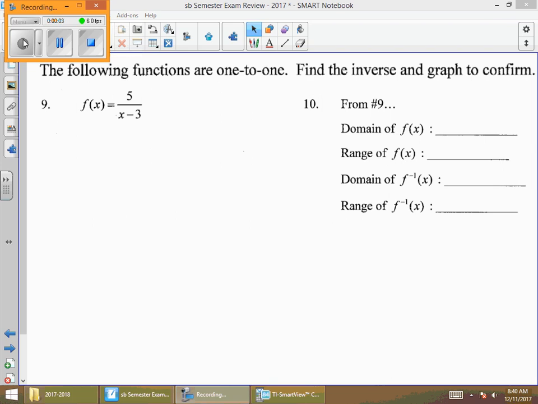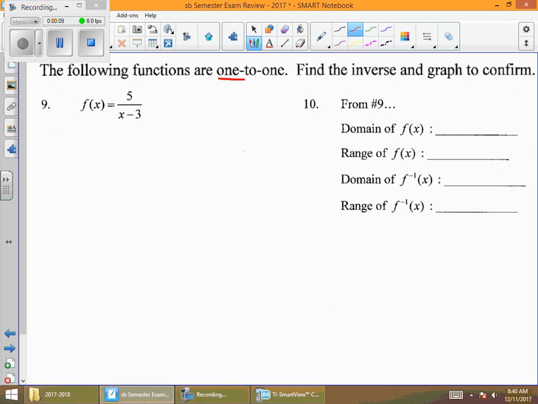Right, this is number 9 from Unit 2 on the midterm review. So the following functions are 1-to-1, which means that the function has to pass the vertical line test, for starters, to be a function, and then it would also pass the horizontal line test, which means that an inverse exists. So for these, we want to find the inverse and graph to confirm.